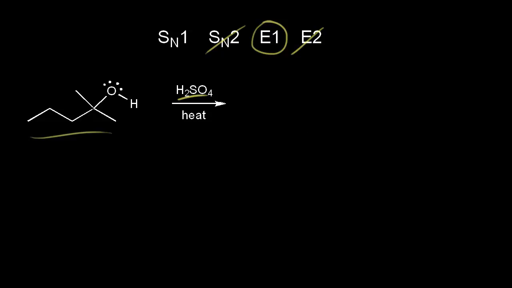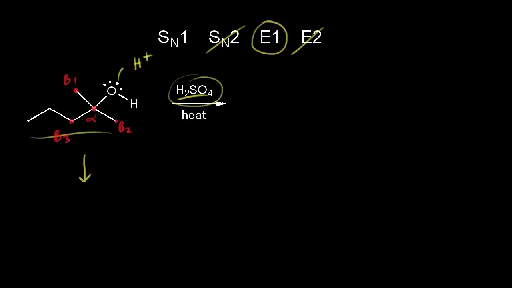The carbon bonded to the OH is our alpha carbon, and the carbons directly bonded to that are our beta carbons. I'll call this one beta 1, this one beta 2, and this one beta 3. We can't have loss of a leaving group right away because the hydroxide ion is a poor leaving group. But our sulfuric acid is a source of protons. So our first step is to protonate the alcohol.